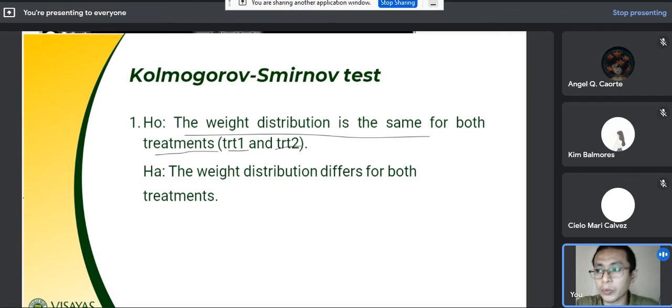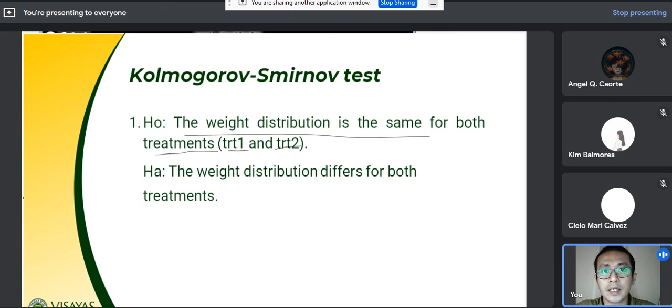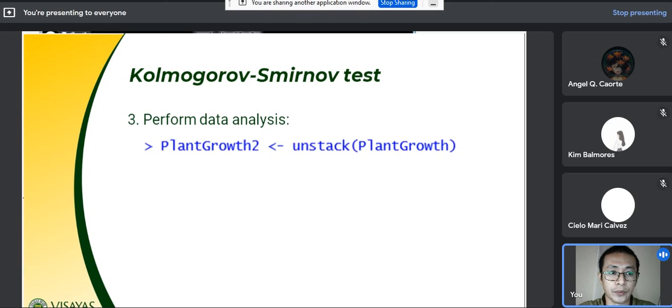And then step number 2 is to state, class, your level of significance. So what will be our level of significance for this problem? Are we going to use 1% or 5% level of significance? 5%, sir. Okay, since the problem, class, did not state the level of significance, therefore again, we assume that it's 5% level of significance. And then from here, step number 3 is to analyze your data so that we can get the p-value.